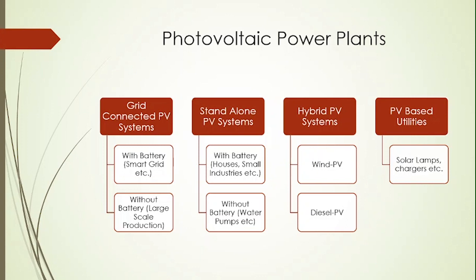These systems, both of them, are categorized based on the availability of battery connection. In the grid connected systems, with the battery is the smart grid concept, and without batteries, large scale production. And standalone with batteries is, for instance, houses and industries. And without battery, we have standalone in water pumps, etc. In addition to these major categories of PV systems based on configuration, there are also hybrid systems, which include wind photovoltaic and diesel photovoltaic hybrid systems, and the photovoltaic based utilities such as solar lamps and chargers, etc.